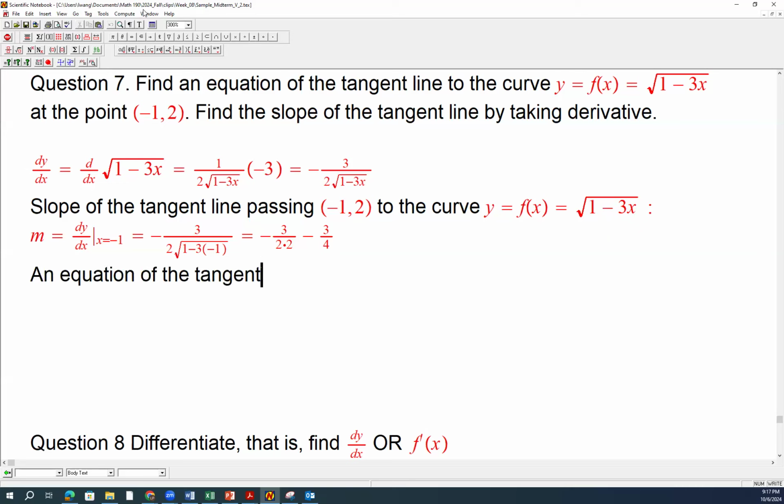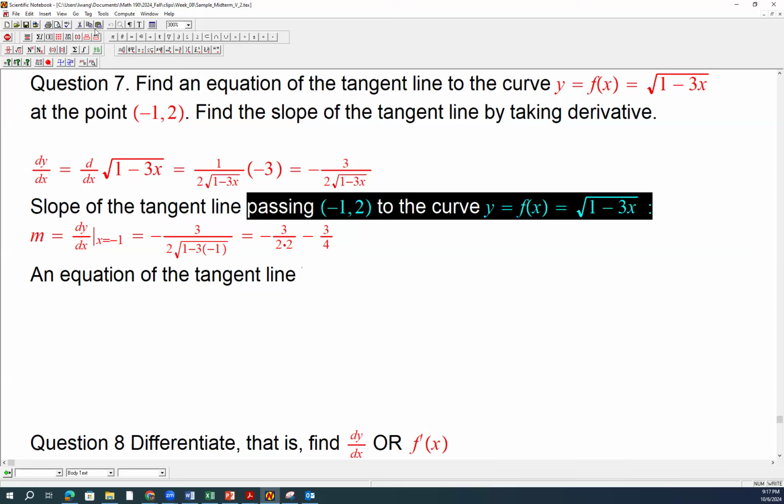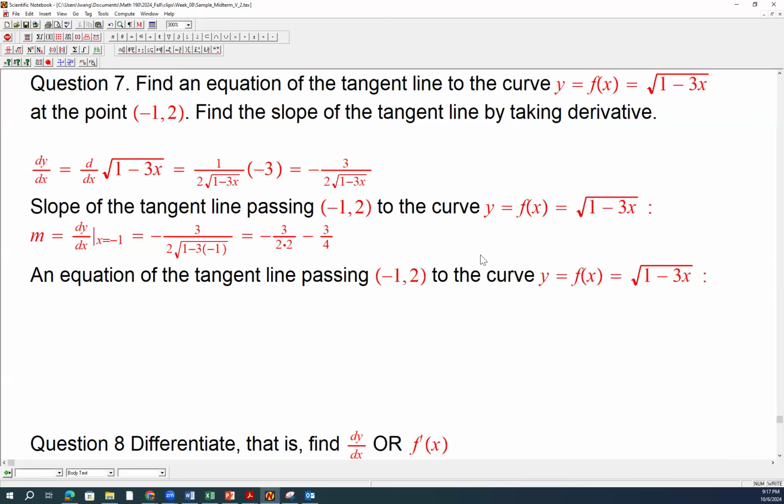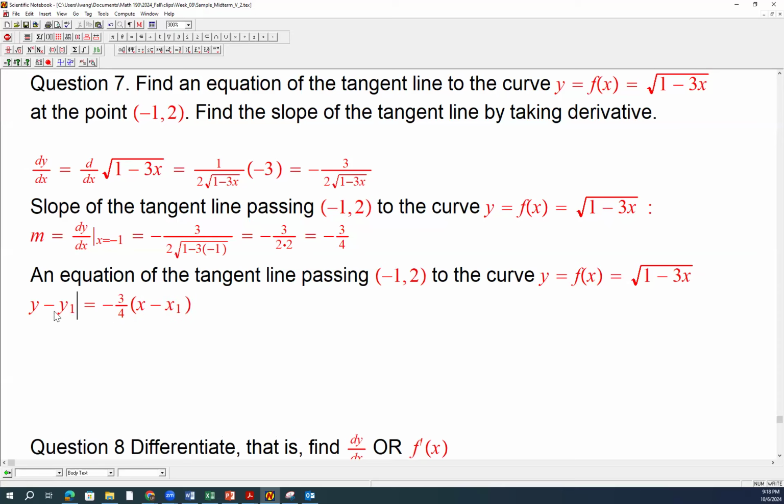And then the equation of the tangent line passing, so with all of those specifics, that's going to be y minus y sub 1 equals m times x minus x sub 1. The slope is in place. y1 is 2, x1 is -1. Okay, simplify.